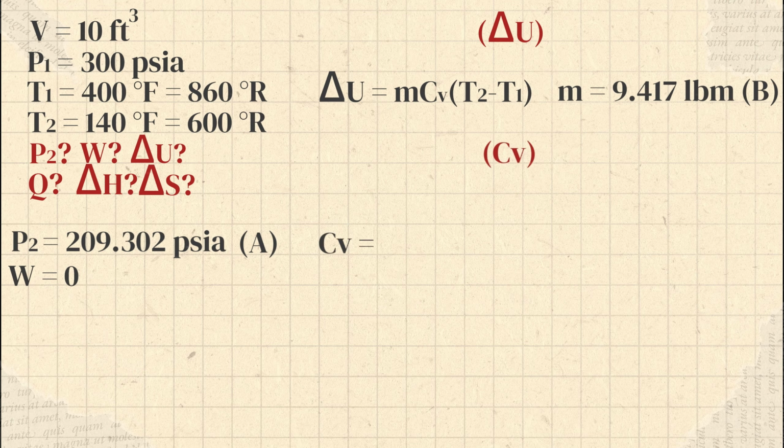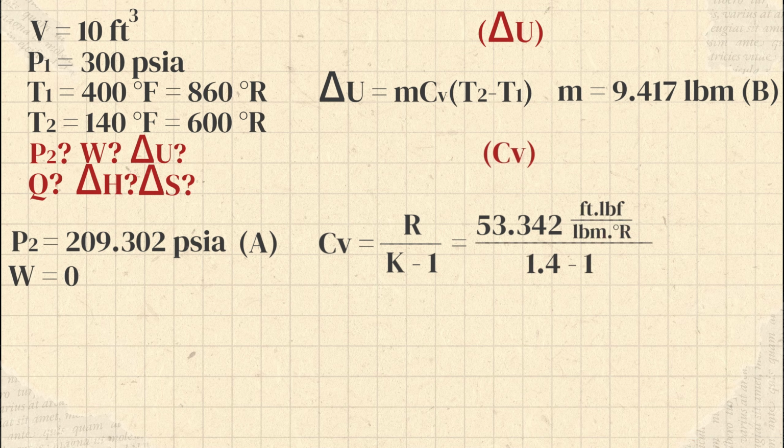Then, for the Cv, we have R over k minus 1. So, equivalent yan sa 53.342 foot-pound force per pound mass degree Rankine over 1.4 minus 1. So, yung value ng k pag air is 1.4. So, tandaan yan. Then, upon calculation, we will get 133.355 foot-pound force per pound mass degree Rankine.